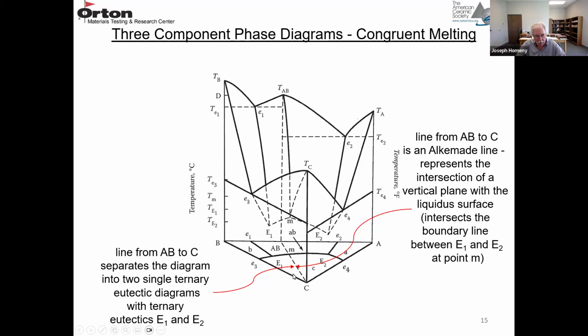This line AB to C actually separates this side of the diagram into two separate phase diagrams, two simple eutectic phase diagrams with eutectics at E1 and E2.